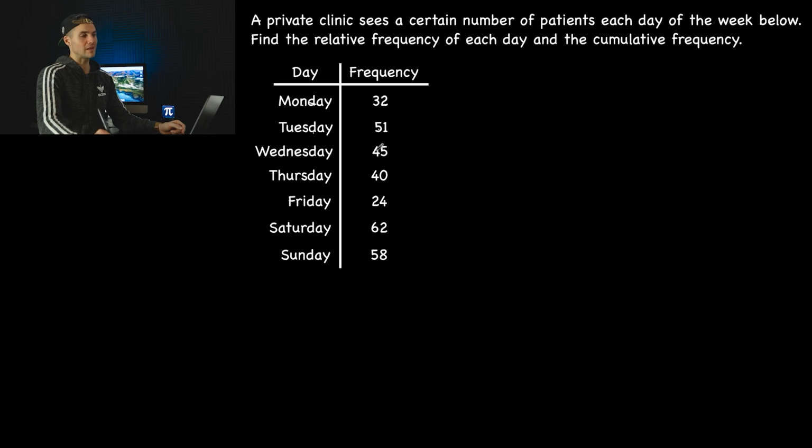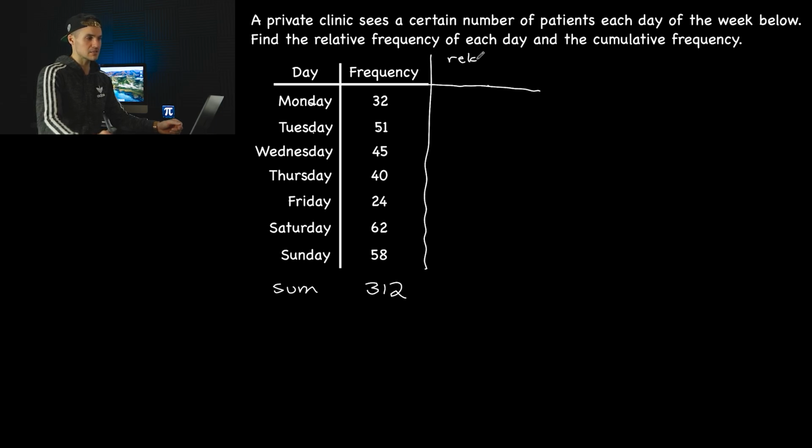To find the relative frequency, what we have to first get is the sum of all of these, the total number of patients that are seen throughout the whole week. If you sum all of these numbers up, you would get 312. So a total of 312 patients were seen throughout the whole week. Then, to get the relative frequency, they basically want to know what percentage of that total of 312 was seen each day.